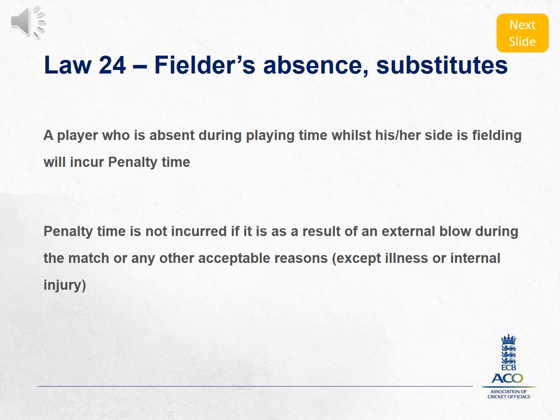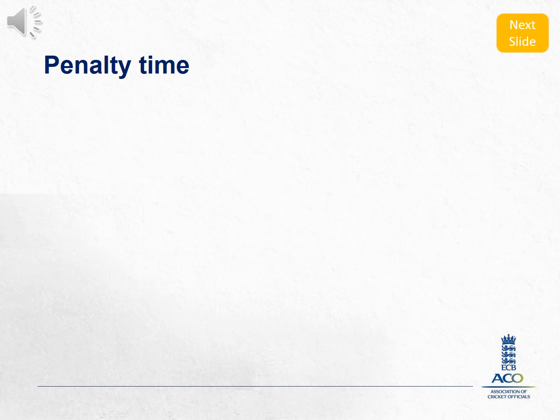If a player is injured as a result of the ball or bat hitting them, or for some other reason the umpires deem acceptable, then the player will not be penalised at all. However, for all other injuries or absences, as soon as the player leaves the field, they begin to incur penalty time. This must be served before they can either bat or bowl. We will shortly run through an example, but here are the key principles.